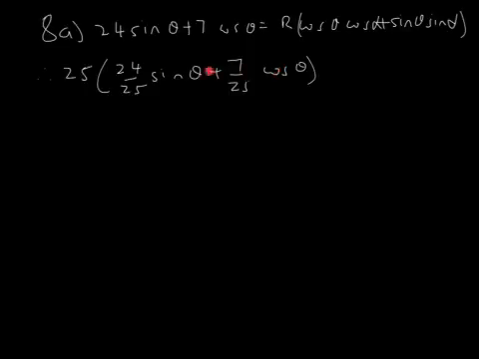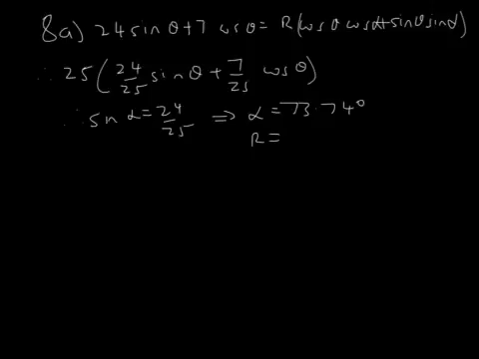Compare this expression with this expression. There's sine theta, so sine alpha is 24/25. So slightly confusing in that this bit appears backwards here, but the sine theta there, so sine alpha is 24/25. So we do inverse sine of 24/25, and we get 73.74 degrees. And let's make it absolutely clear that r equals 25.